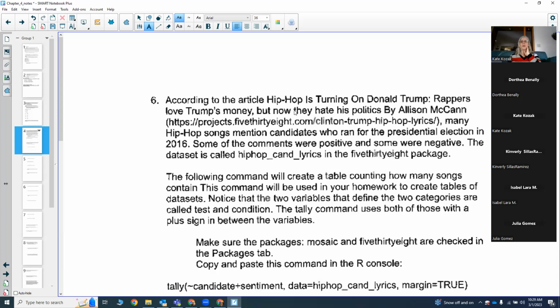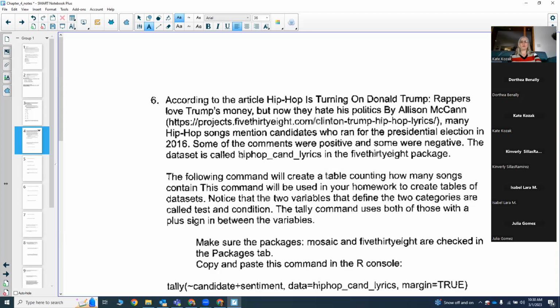So we have, according to the article, hip hop is turning on Donald Trump. Rappers love Trump's money, but now they hate his politics. By Allison McCain. Many hip hop songs mention candidates who ran for presidential election in 2016. Some of the comments were positive and some were negative. This data set contains that information.